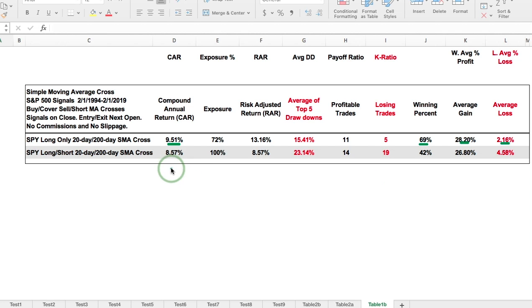And you can see if you shorted here, your compound annual return was less, but you're in the market all the time, so you were exposed 28% more, so you had more risk. And you can see that your drawdowns on average were much higher, 15.4 to 23.4. And again, your winning percentage dropped to 42%. So that's the reason why short positions on the broader market usually don't make sense.